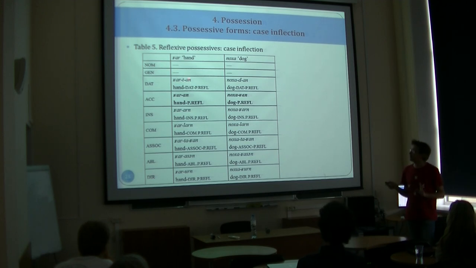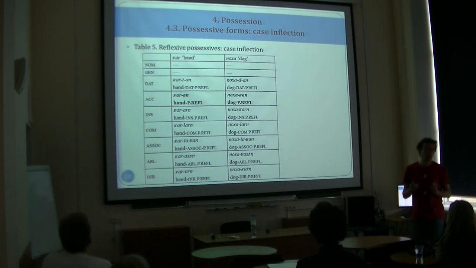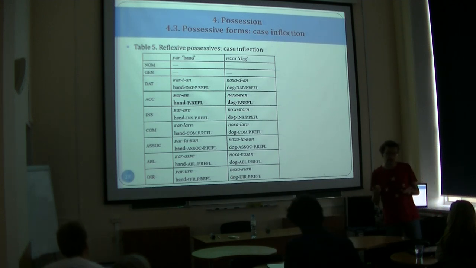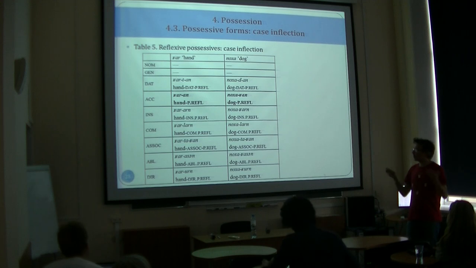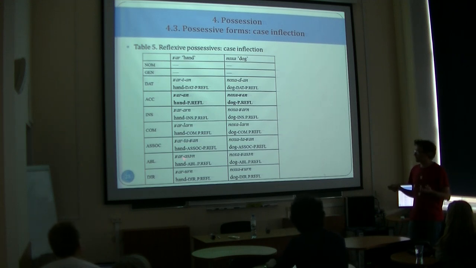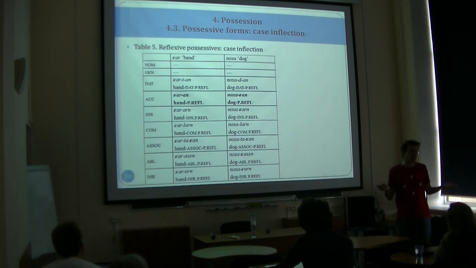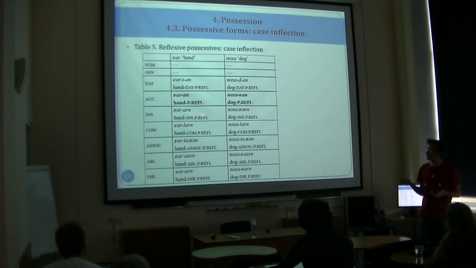Based on these examples, we can see that an is the basic form of the possessive reflexive marker. But what about the other forms? Well, all sorts of complications. For example, here, asin, varn, arm, they are not distinguishable into parts. Just for your reference, instrumental is ar. So we expect something like aran, but in fact it's arm.